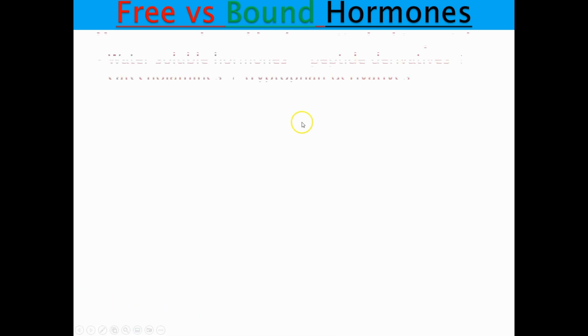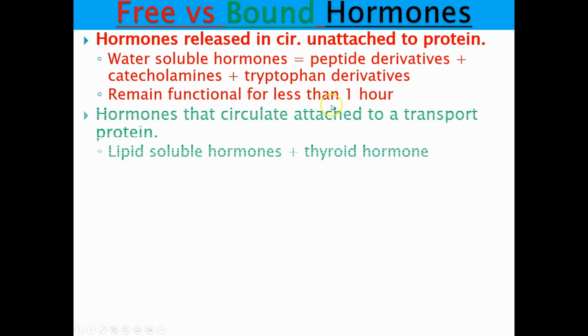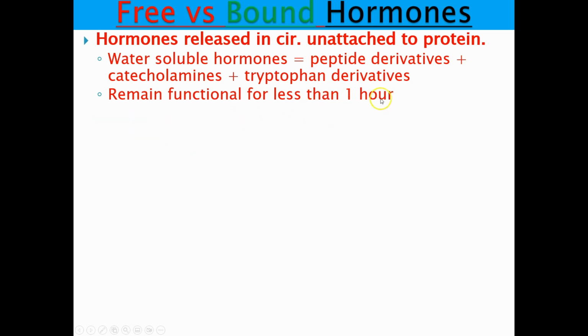All right, so we talked free versus bound hormones, and again, when you talk free hormones, you needed to know, hey, these didn't need a protein. These are going to be the water-soluble hormones because they're unattached, and so we, of course, are talking about peptide derivatives, the catecholamines, and the tryptophan derivatives. All right, these tend to remain functional for less than 1 hour. And that's because enzymes can break them down.